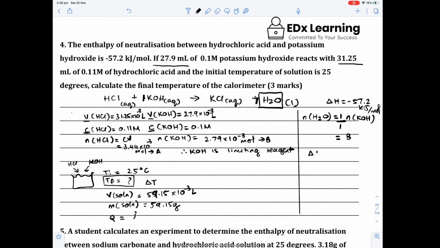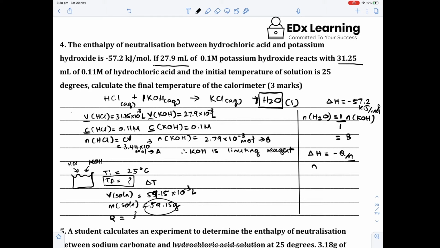Now, triangle H equals negative Q on N. Does everyone agree? That was the equation, right? We've got N. Remember, N was always the water that was produced. Do you see how we're not using the 59.15? We're using the moles of water that was made from the reaction itself. So that's the big important point to stress here.